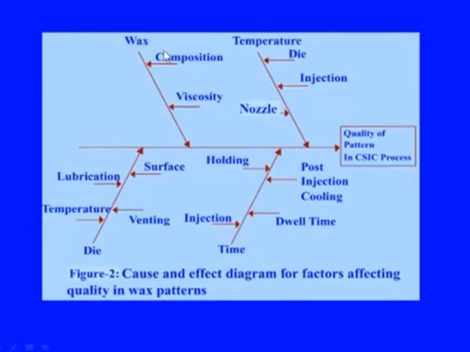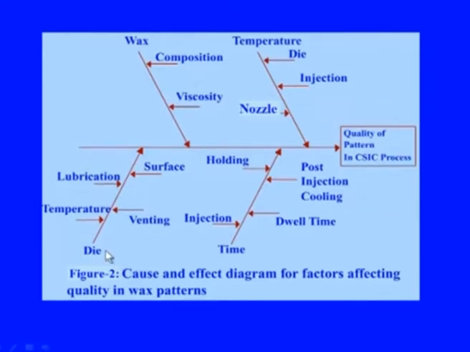In wax based parameters, composition of the wax and viscosity are the most important parameters that affect the ultimate product quality. Then, as we have already spoken, temperature is one of the major parameters that should be maintained properly. Here, the temperatures of the die, the temperature during injection, that is of the material, and the temperature of the nozzle can affect the product quality.